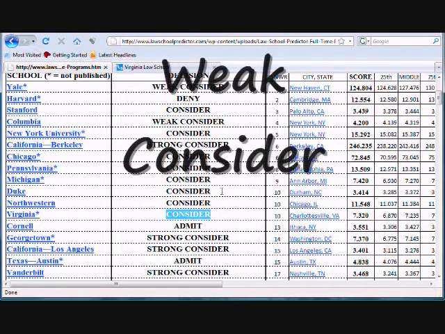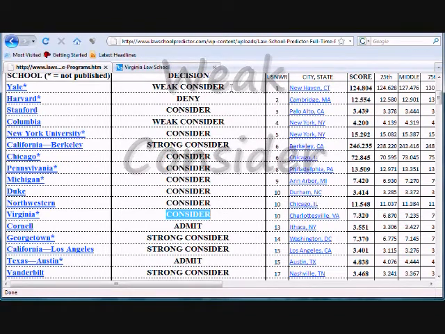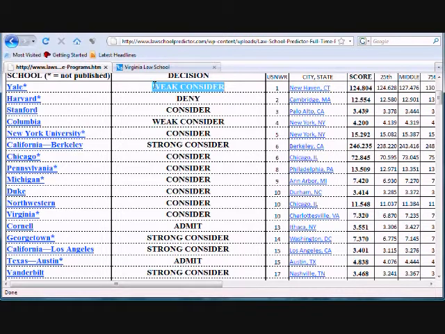The fourth type of decision is weak consider, which means you have a poor to moderate chance of being admitted, and there is a distinct possibility you will be waitlisted or rejected. In this example, the applicant is a weak consider at Yale. The fifth and final type of decision is deny, which means you're an auto-reject and will likely be rejected without other compelling non-LSAT and GPA characteristics. In this example, the applicant is a deny at Harvard.